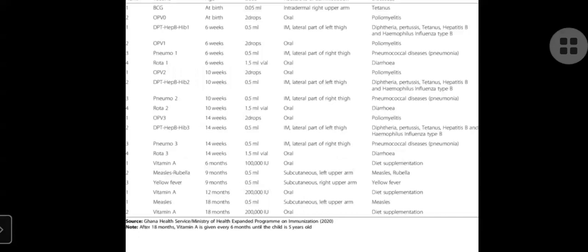So now, these are my references: UpToDate, Medscape, the Centers for Disease Control and Prevention, Ghana Health Service, or Ministry of Health, Extended Program on Immunization 2020.